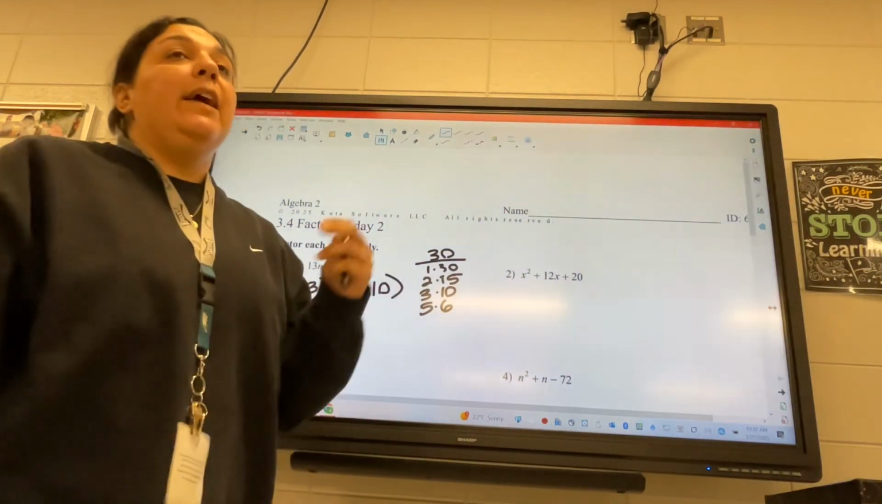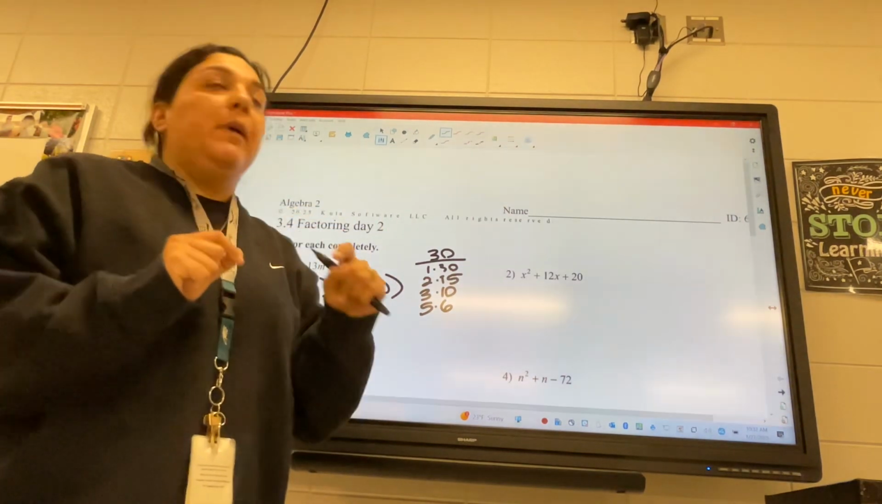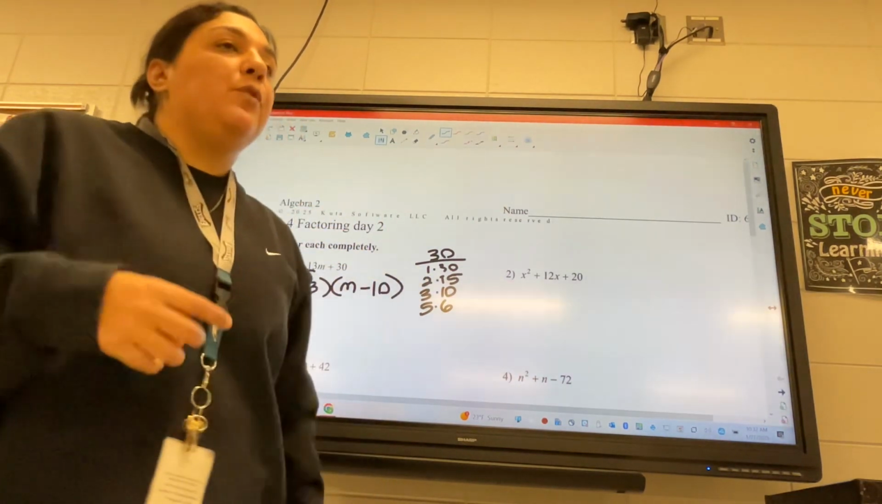Okay, most of you guys get everything except for the signs right. So type it on your calculator. Make sure that it says minus 13 before you continue.